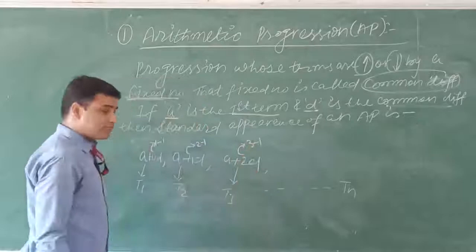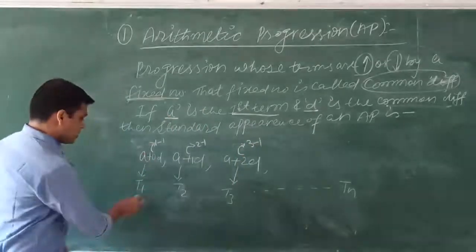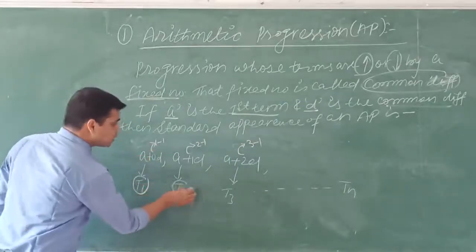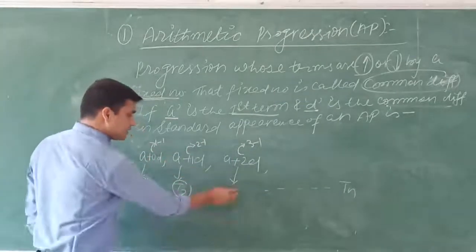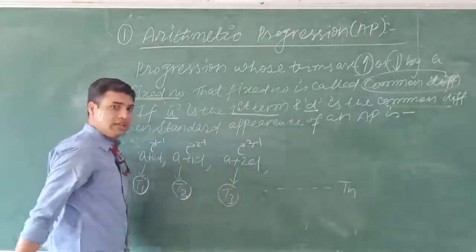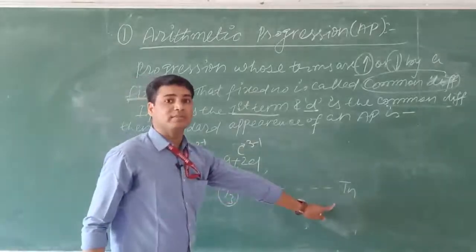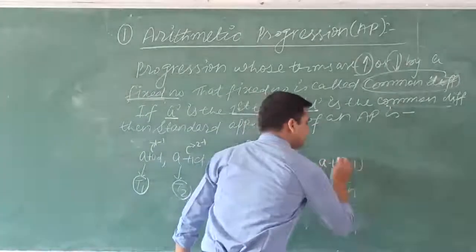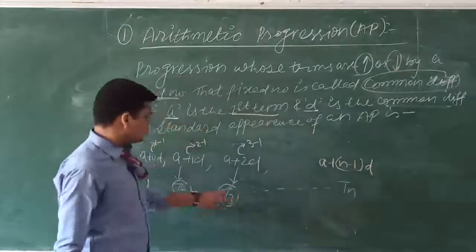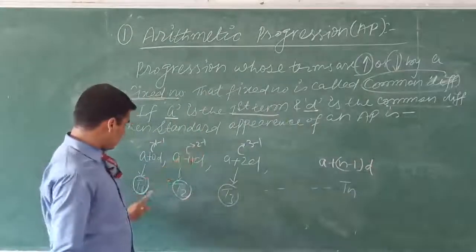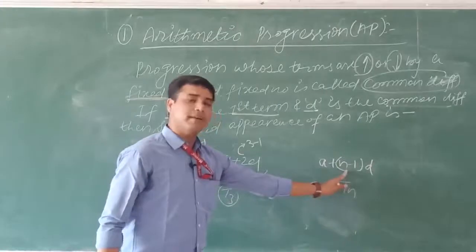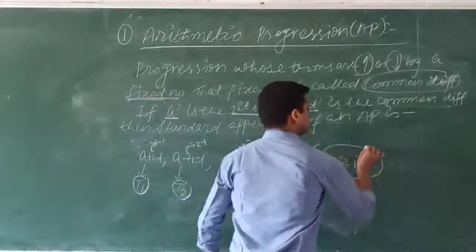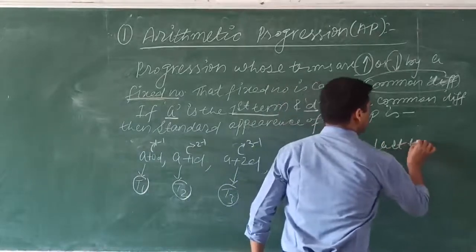Now you can understand this pattern here. This is our first term, so we are writing 1 minus 1. This is our second term, so we are writing 2 minus 1. In the same way, this is the third term, so we are writing 3 minus 1. In the same way, if I want to write the nth term, I will write A plus n minus 1 into D. Here 3, so 3 minus 1; 2, so 2 minus 1; 1, so 1 minus 1. In the same way n, so n minus 1 into D. This is our last term of the AP.